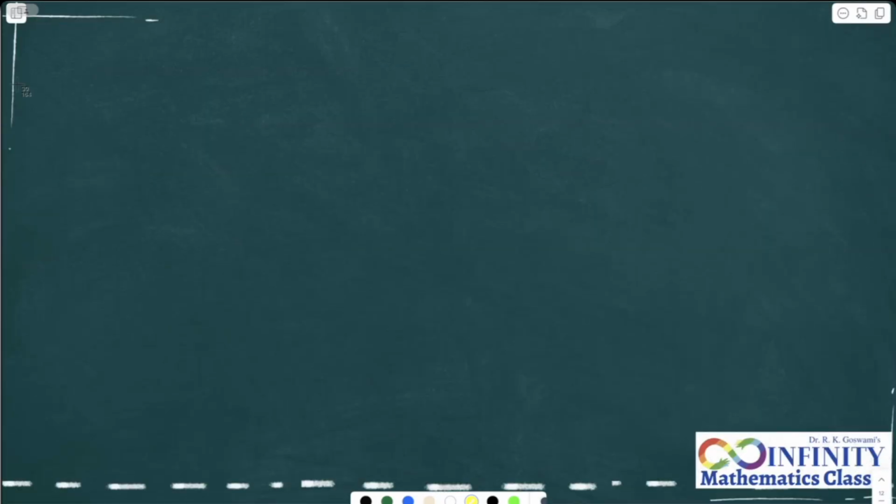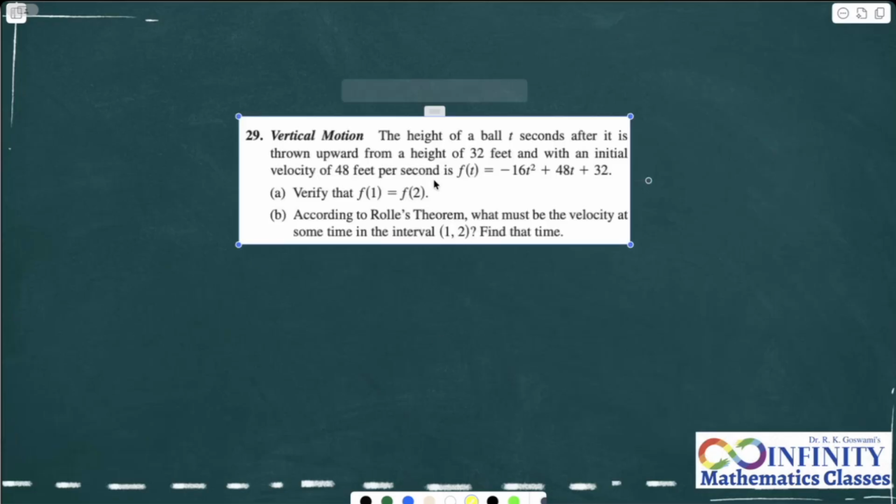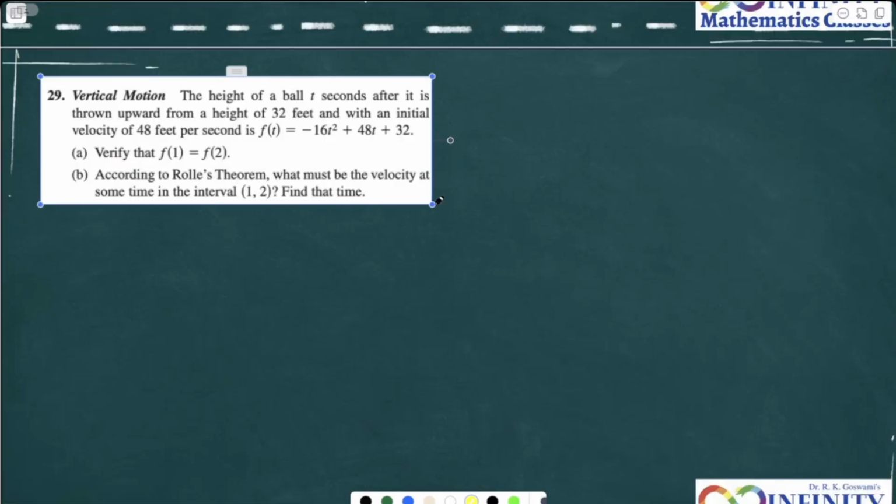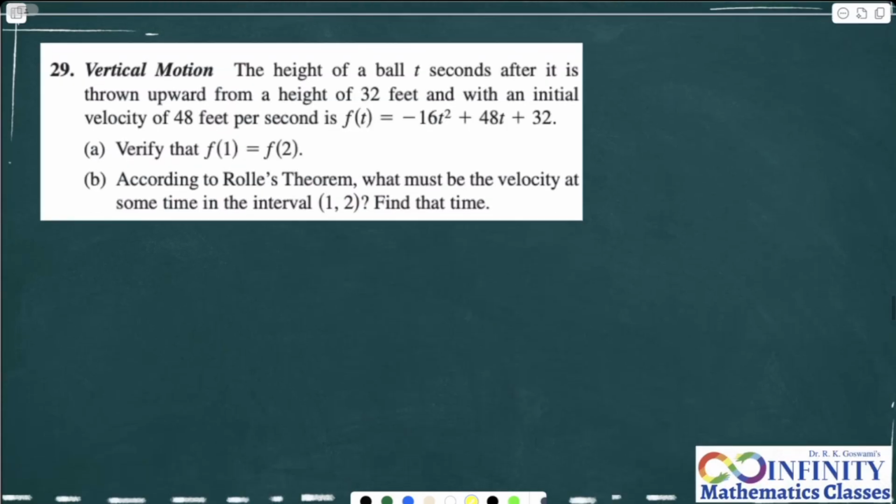Okay, so let us do one question based on the application part, because in your case, the teacher will give you good applications. Vertical motion. The height of a ball t seconds after it is thrown upward from a height of 32 feet with an initial velocity of 48 feet per second is governed by this relation given to you. Verify that f(1) is equal to f(2). That means the height at time 1 and f(2) is going to be the same. You get the meaning of this statement?